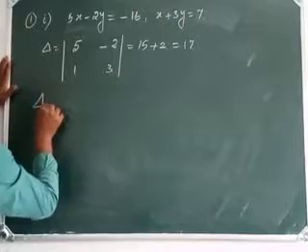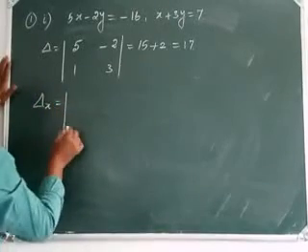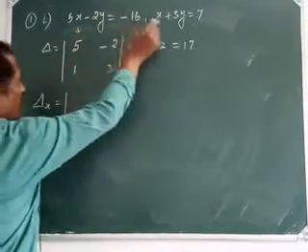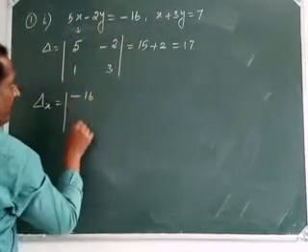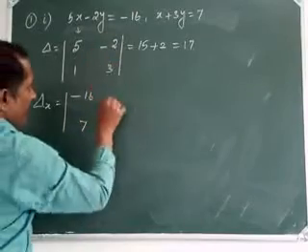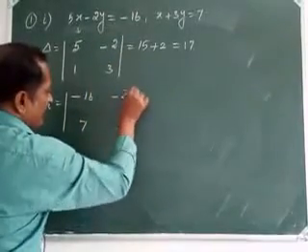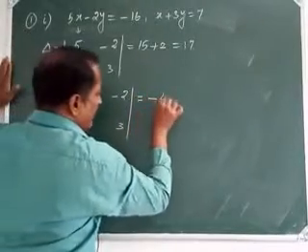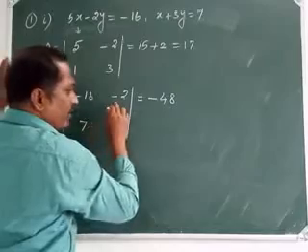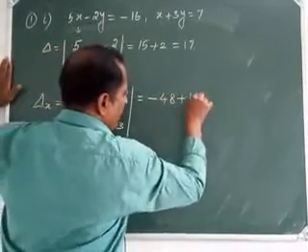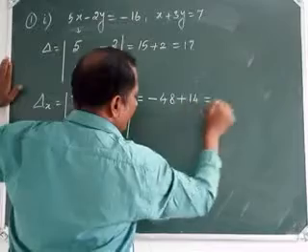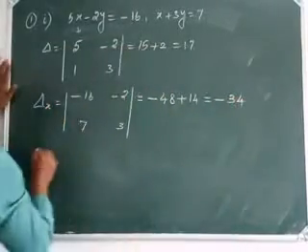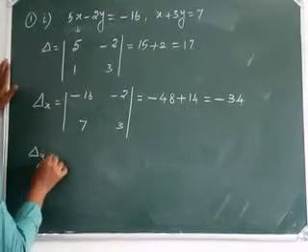And next you have to calculate delta x. Delta x is equal to: replace the first column by the constant values. So minus 16, 7, and the second column has the same elements. Minus 16 into 3 is minus 48, and 7 into minus 2 is minus 14. You have to write plus 14, which is equal to minus 34.